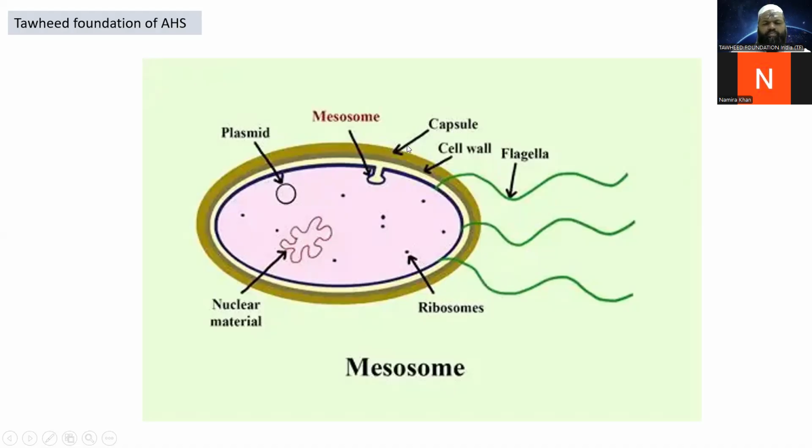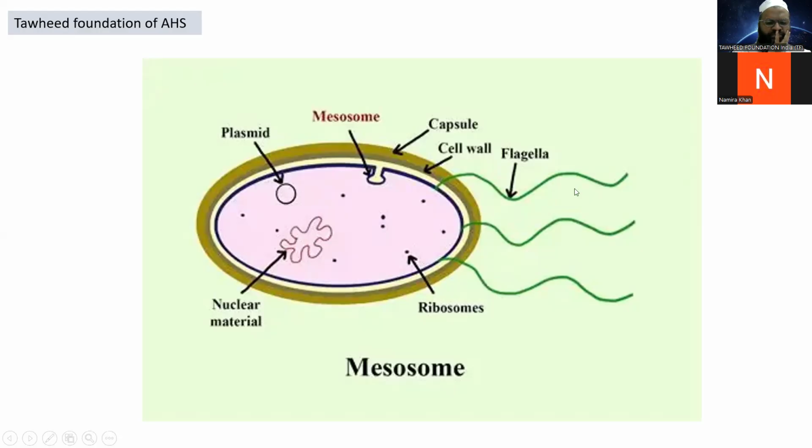Capsule, which is a thick gelatinous outer layer surrounding the cell wall, provides protection against desiccation and phagocytosis by host immune cells. Capsules help bacteria adhere to surfaces and evade host defenses. Then the cell wall. The cell wall is a rigid structure made primarily of peptidoglycan. It provides shape and mechanical support and protects the bacterial cell against osmotic pressure. It differs between gram-positive bacteria, which have a thick peptidoglycan layer, and gram-negative bacteria, which have a thin peptidoglycan layer.